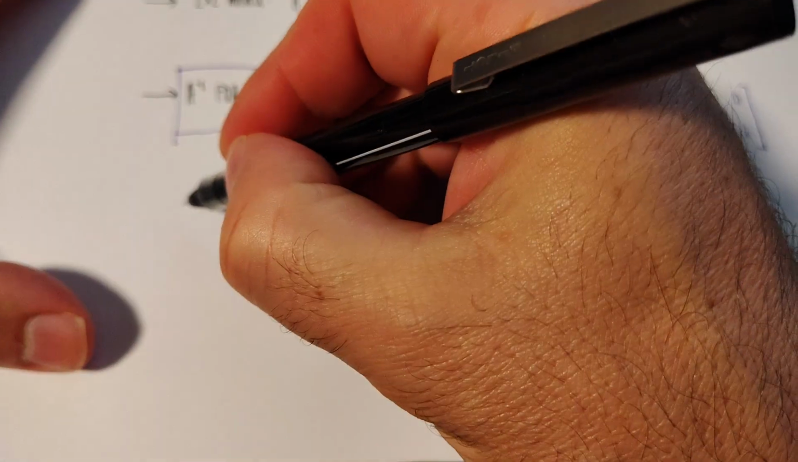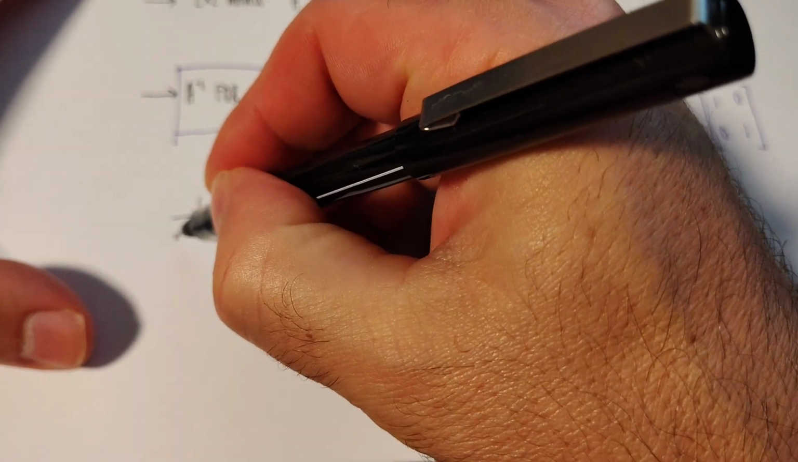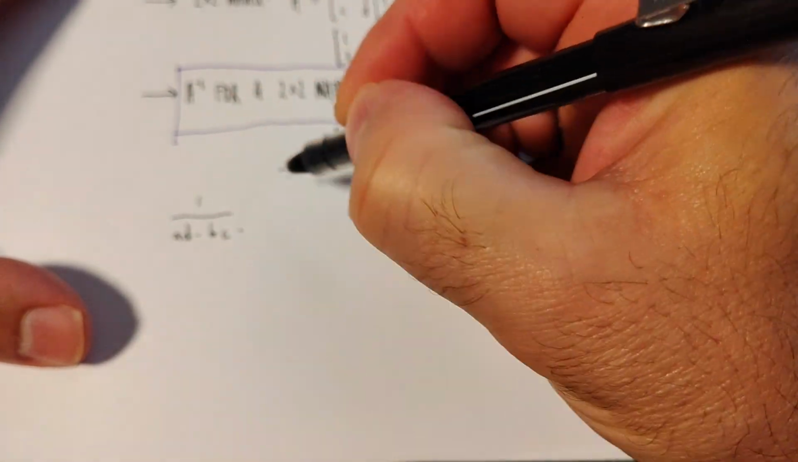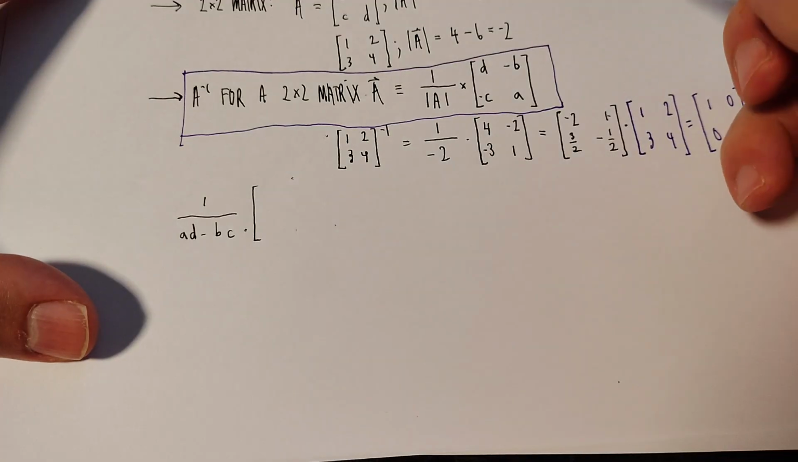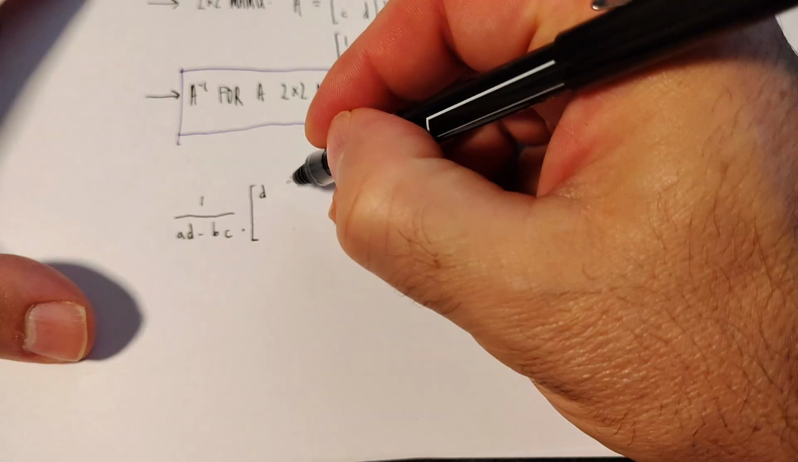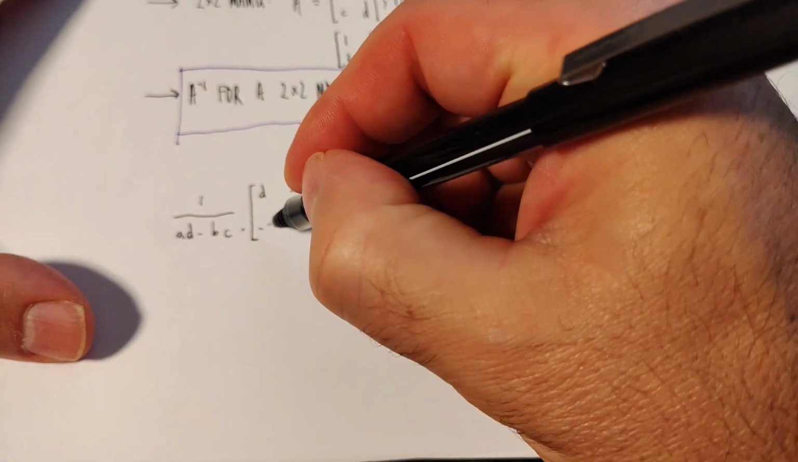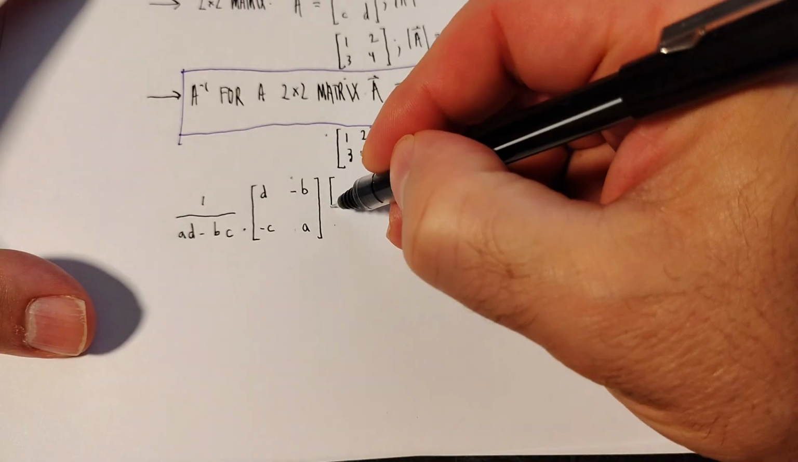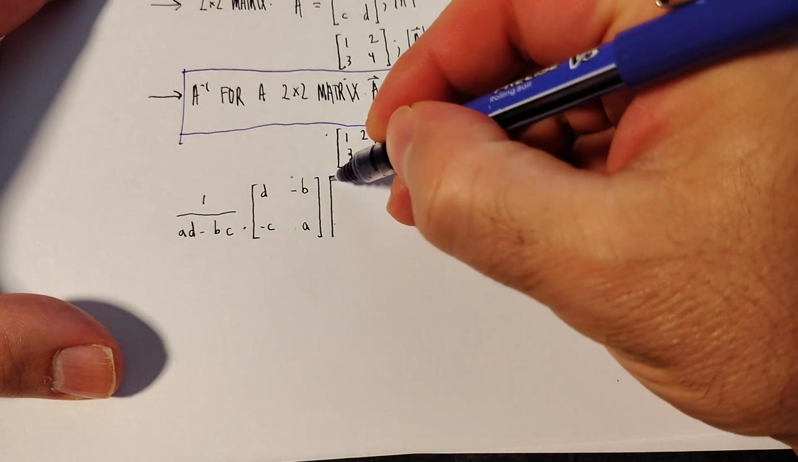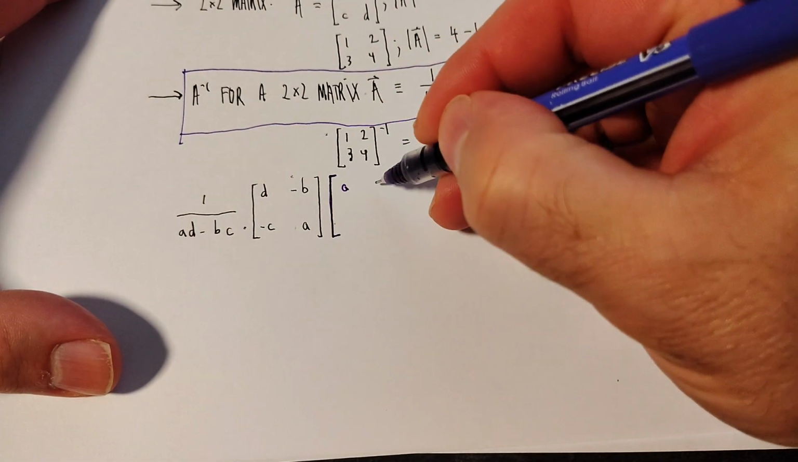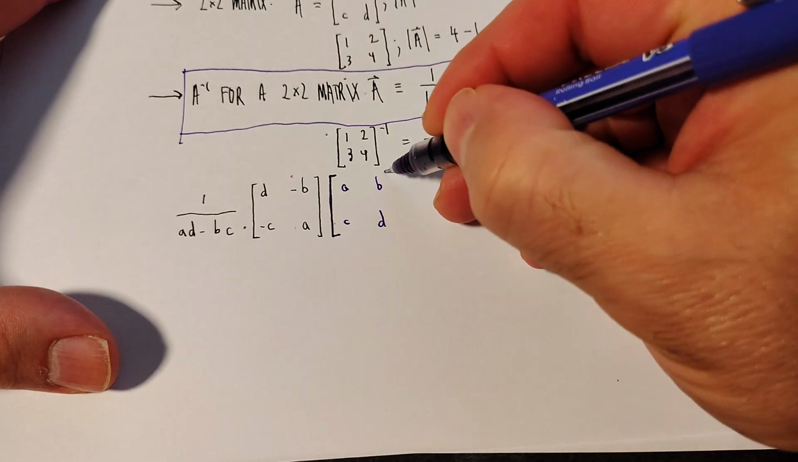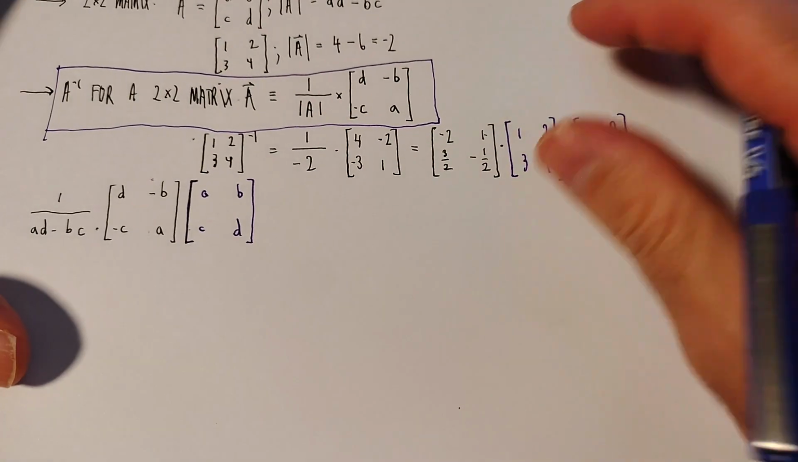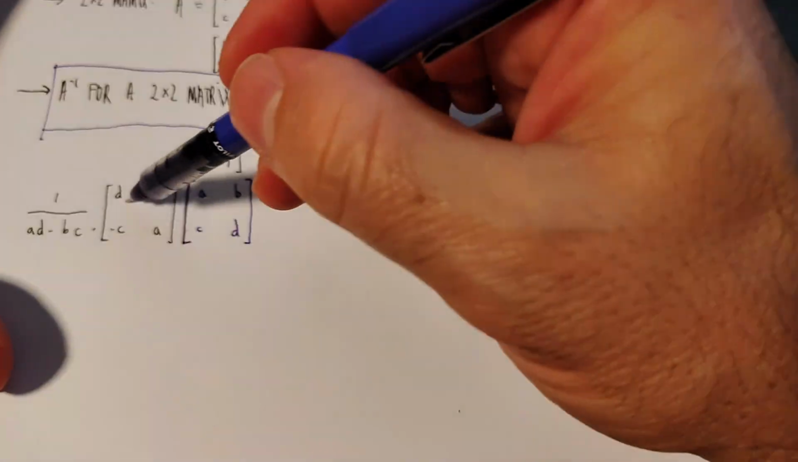So 1 over the determinant of A is 1 over AD minus BC. And then we have D here, minus B, negative C, and then positive A. And then we're going to have our original, let me do this in a different color so that we can differentiate the two of them. We have our original matrix, which says A, B, C, D in the entries. All right. So let's start off by multiplying these.